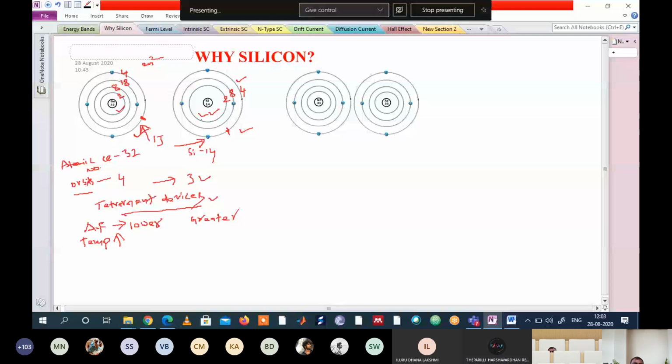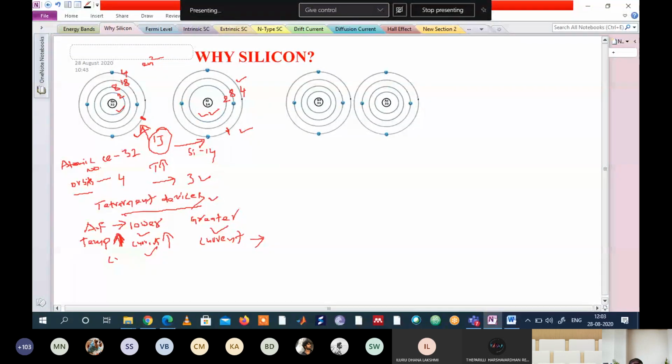Because the attraction force of silicon is greater. The attraction force of the outermost orbit electrons is lower for germanium, so the germanium electron comes outside first compared to the silicon atom. Therefore, current gradually increases as temperature increases. Applying 1 joule of energy means I am increasing temperature. What happens? Current gradually increases. Here current is not increasing. Right? Here current is increasing.